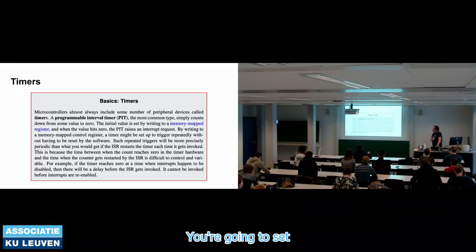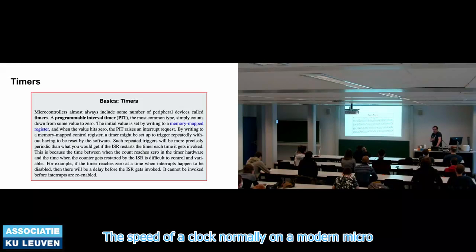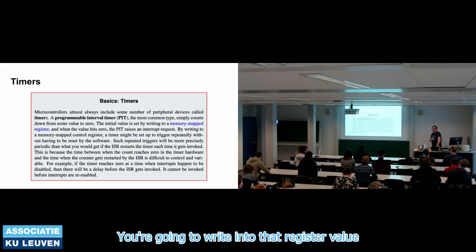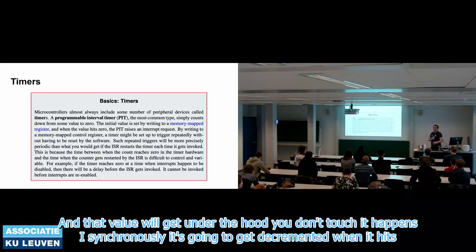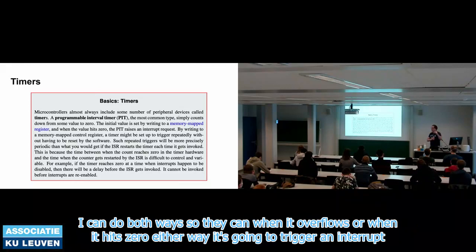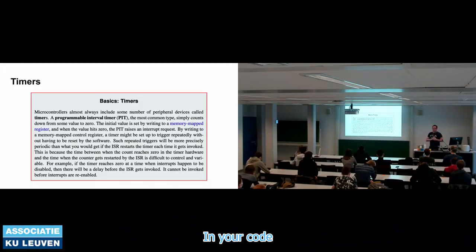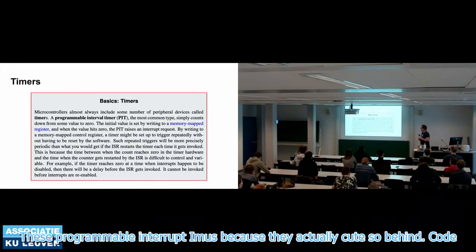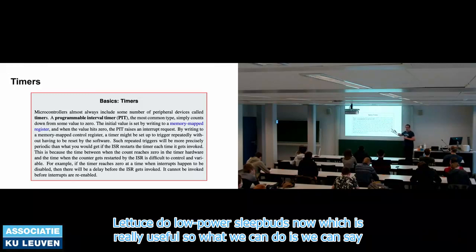You're going to set the speed of a clock, normally, on a modern micro. You're going to write into that register a value, and that value will get, under the hood, you don't touch it, it happens asynchronously, decremented. When it hits zero, it can do both ways. When it overflows or when it hits zero, either way, it's going to trigger an interrupt in your code. So these programmable interrupt timers, because they execute behind our code, can let us do low power sleep modes, which is really useful.